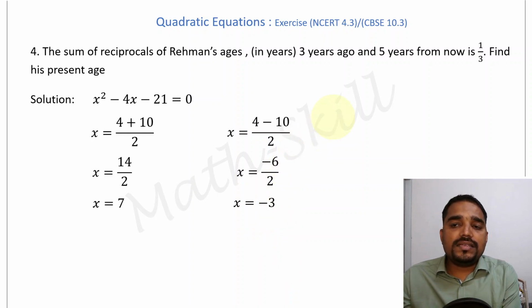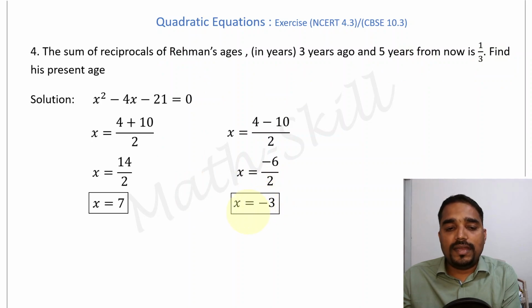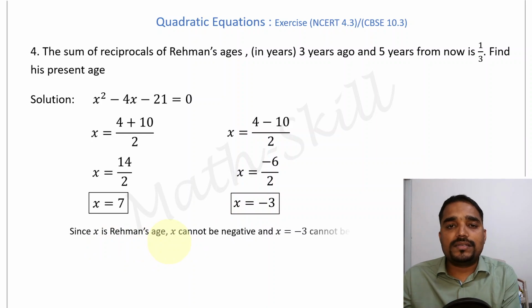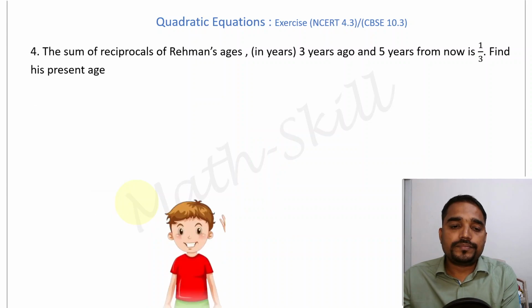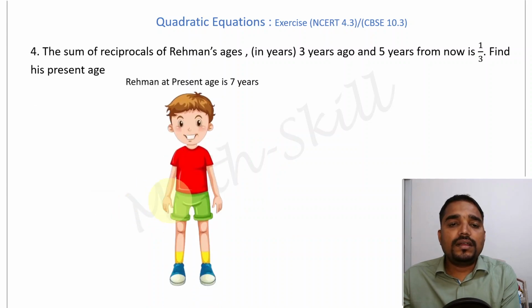Since x is Rehman's present age, x cannot be negative, therefore minus 3 cannot be considered here. That is, Rehman's present age is 7 years.